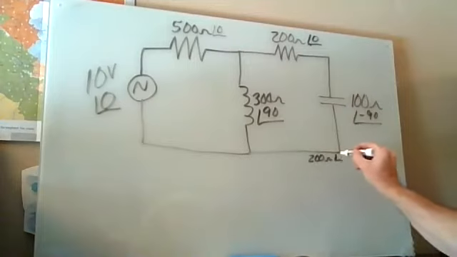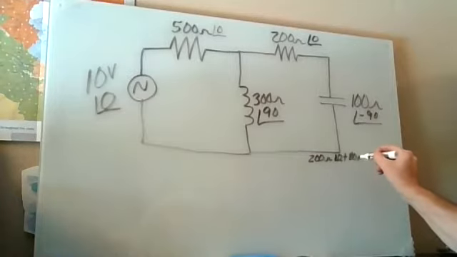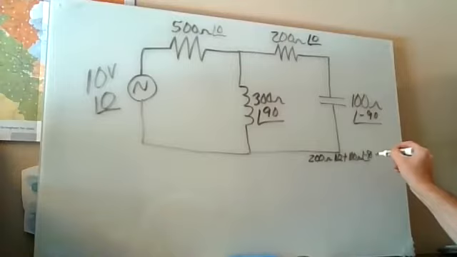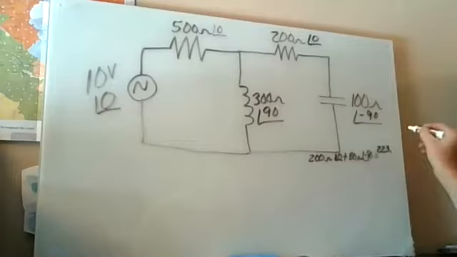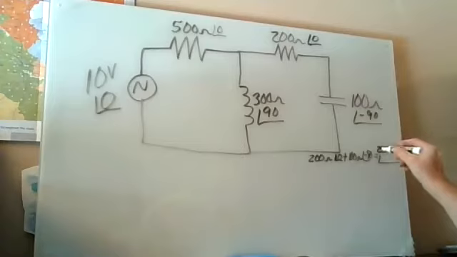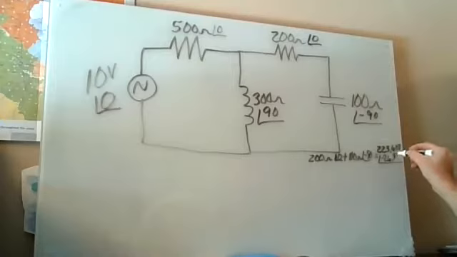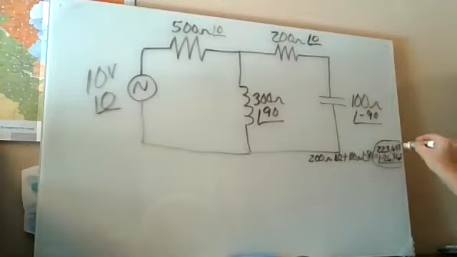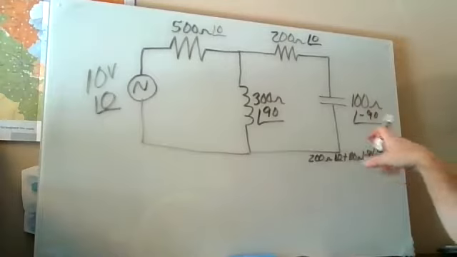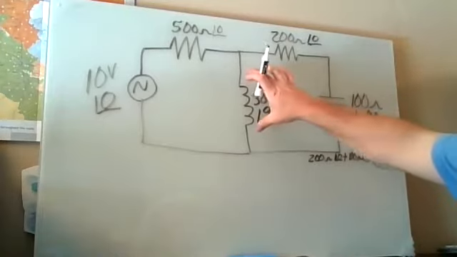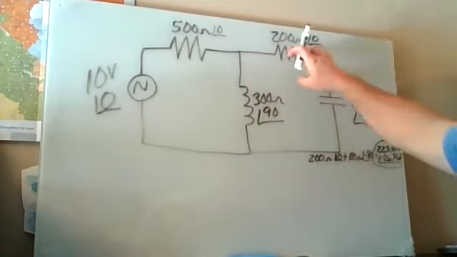200 ohms at an angle of 0 plus 100 ohms at an angle of negative 90. When I punch that in my calculator, I get 223.607 at an angle of negative 26.565. I want to circle this because that's what I care about. Okay, I'm going to redraw it. Where am I going to put this? In parallel with my inductor.